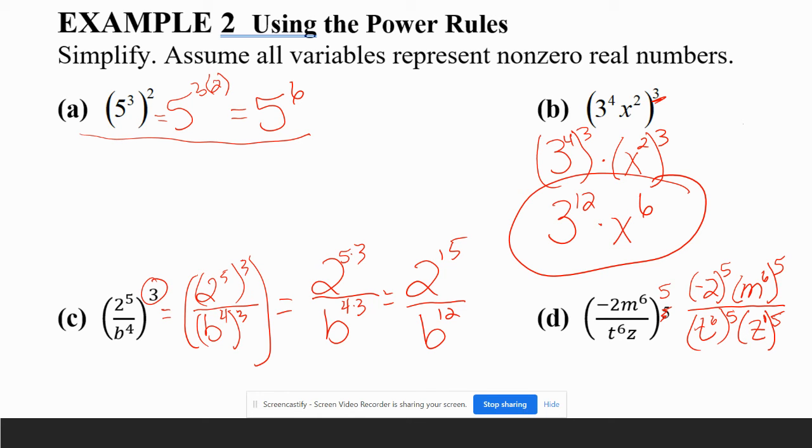Negative 2 to the 5th, I can do that. It's not a super huge number. That's actually negative 32. Product rule here, just like letter A, 6 times 5 is 30. For t, 6 times 5 is 30. And then for z to the 1st times 5, 1 times 5 is 5. And so this would be our simplified answer.